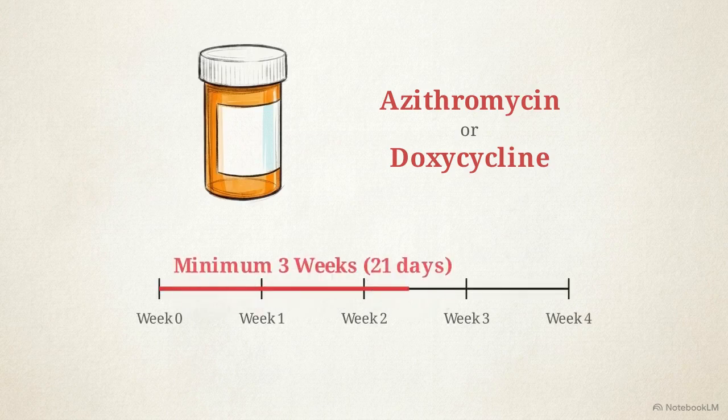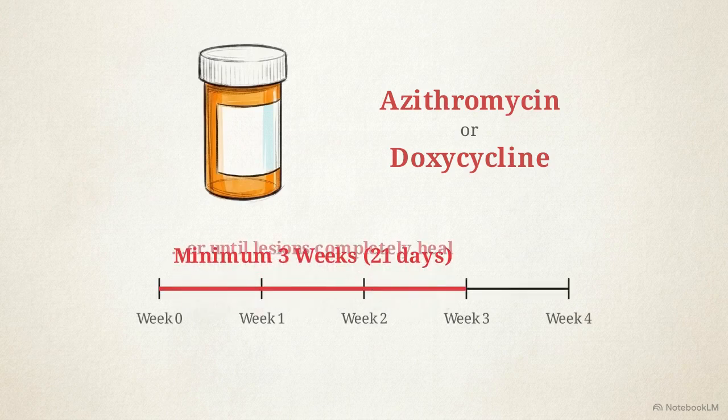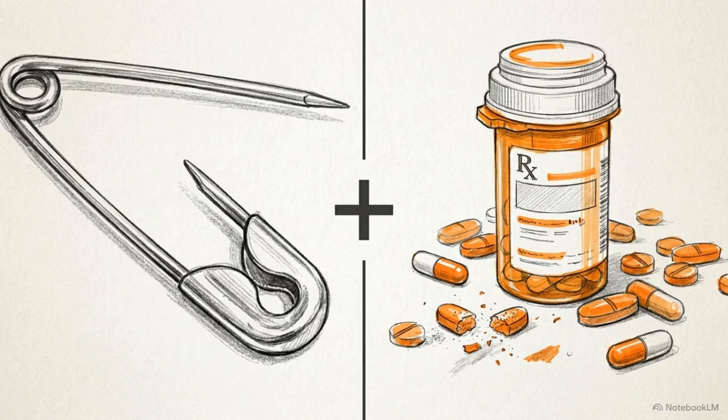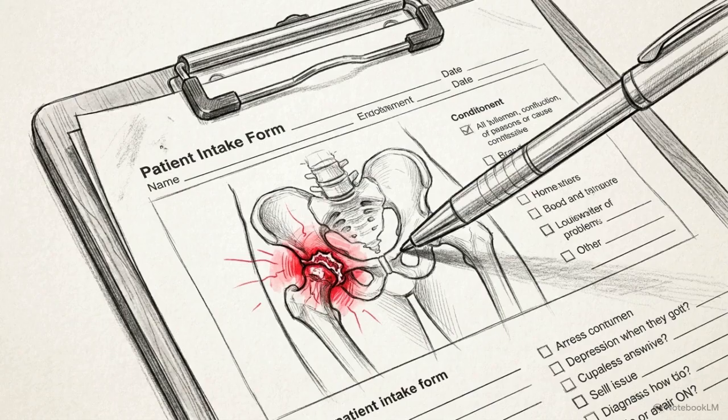Management requires azithromycin or doxycycline for at least 3 weeks or until the lesions completely heal. Connecting this safety pin microscopic finding to this prolonged 3-week antibiotic requirement covers the most specific diagnostic and management facts for the disease. Apply the logic to this scenario.